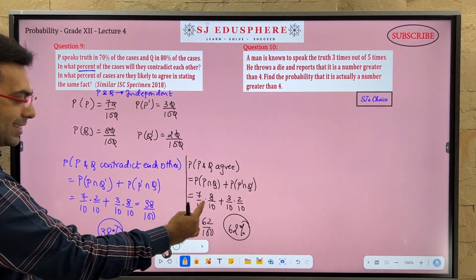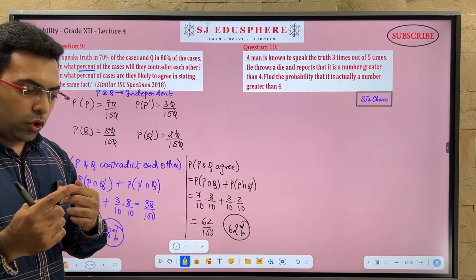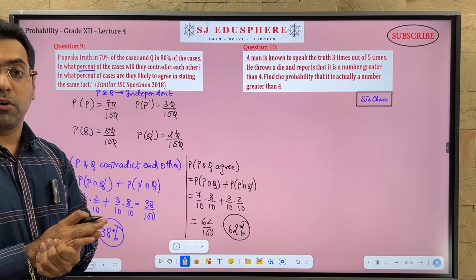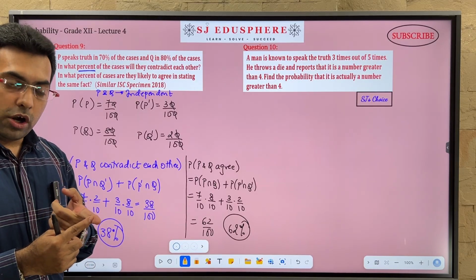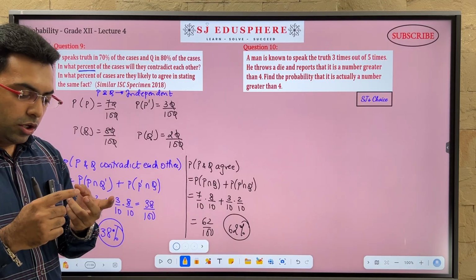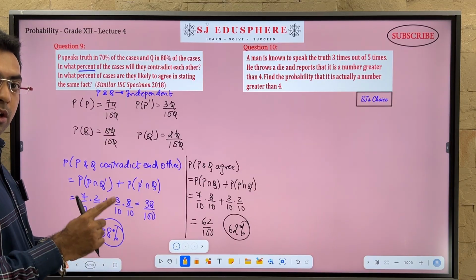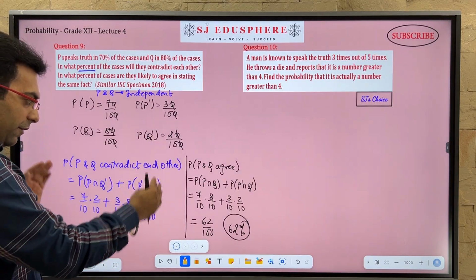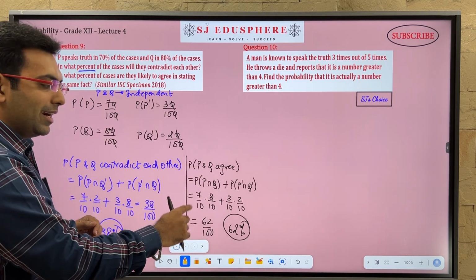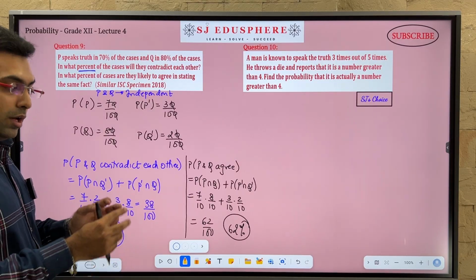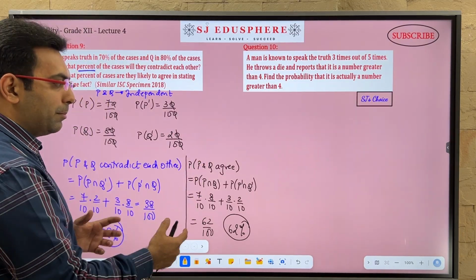Pause. 38, 62 adds to 100. Why? Total probability is 1. When two people are talking about a head and tail, what is the possibility? Both of us will say the truth, or else both of us will lie, or else P will say the truth and Q will not, or Q will say the truth and P will not. That has to add to 100%. So another way is, if this blue part, that means contradicting, was solved, here you could have directly said 100 minus 38 is 62. That is an acceptable method. Jump to shortcuts when you get the basics clear.